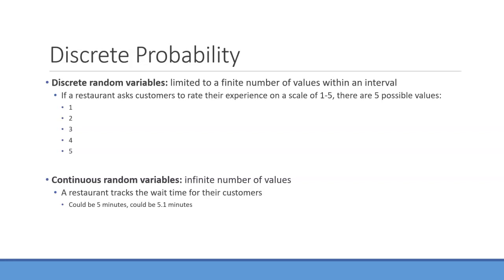So a restaurant could track the wait time. That would be a continuous random variable. So when we're talking discrete probability, we're talking about a finite number of values within an interval.